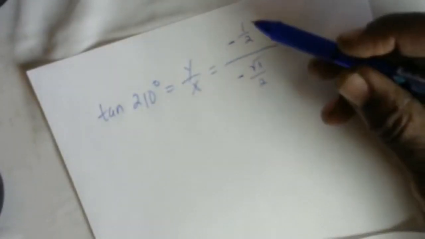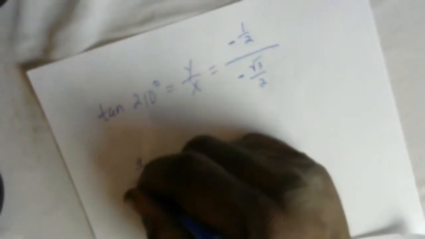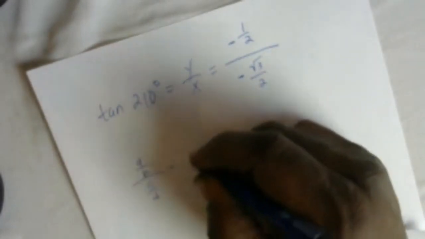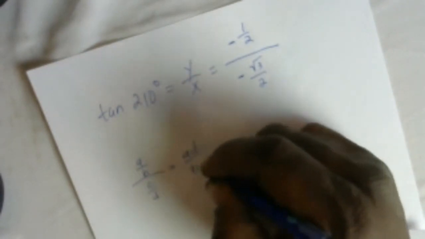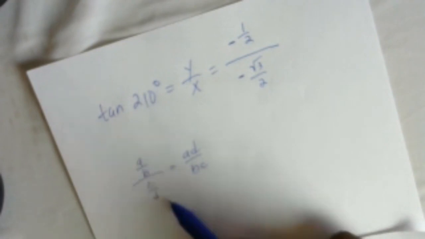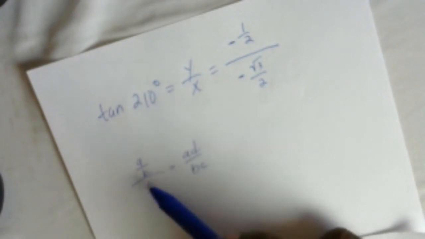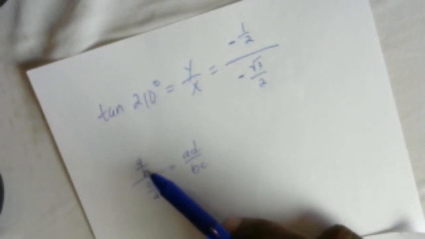And there's this formula from algebra, and it says that a/b divided by c/d equals a times d divided by b times c. So I can take the very top and the very bottom, and I can multiply those. And I can divide that by the product of the bottom of the top and the top of the bottom.